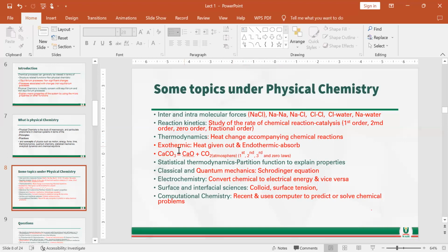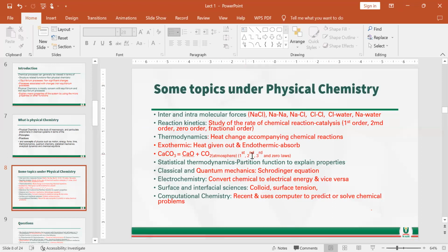So we can have, like, the heating of calcium carbonate. It gives you calcium oxide plus carbon IV oxide. So we can have such reactions, and it's very possible. So the carbon IV oxide will be given out to the atmosphere.